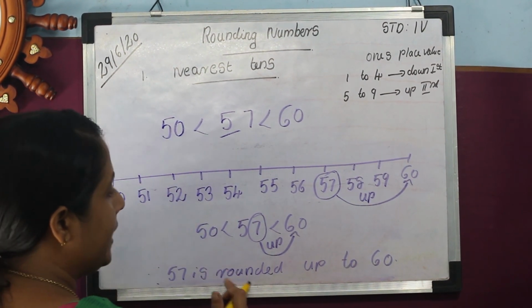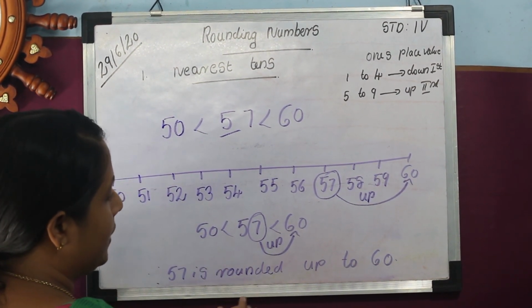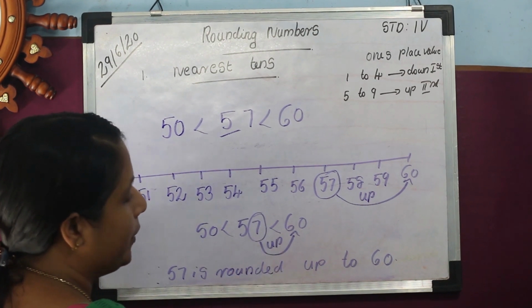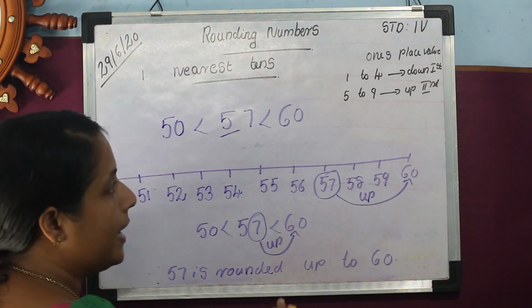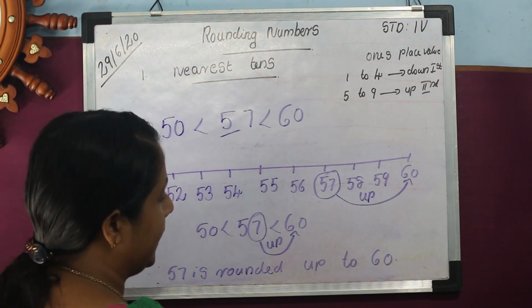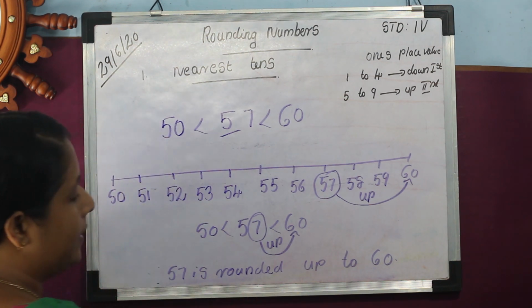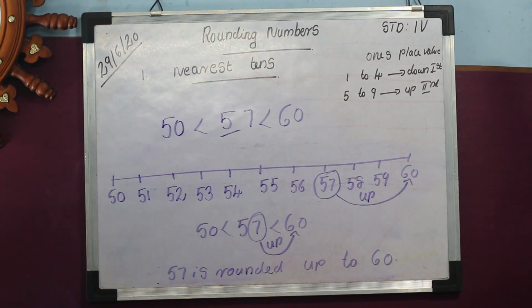Then we again write 57 lies between 50 and 60. Then take the ones place value, that is 7. Then 7 belongs to the 5 to 9 category, that is, it is rounded up to the second number. Therefore 57 is rounded up to 60.